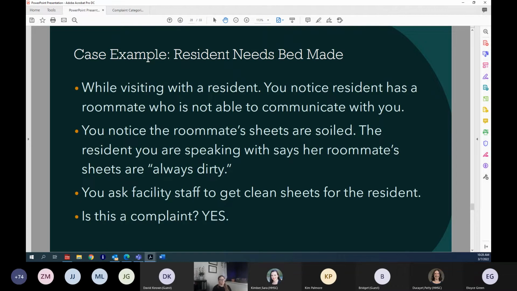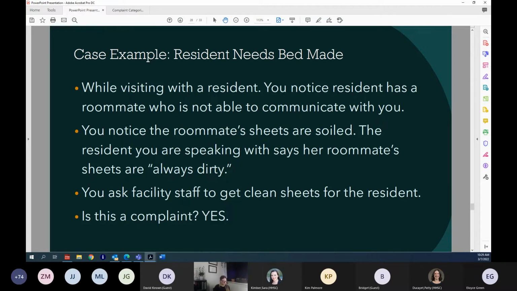The other situation that sometimes we see as not getting reported as a complaint, and we wanted to try and help clarify some of these more simple complaints, is when folks think that if it's not really complicated and I'm not taking a bunch of steps, then I don't have to report it as a complaint. We're trying to say here that you do, in fact.